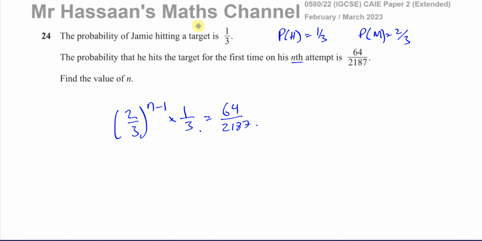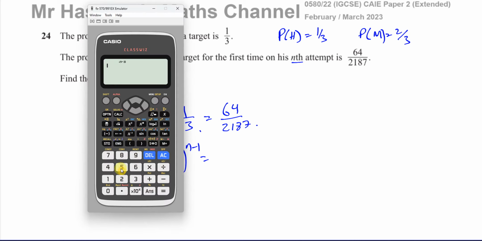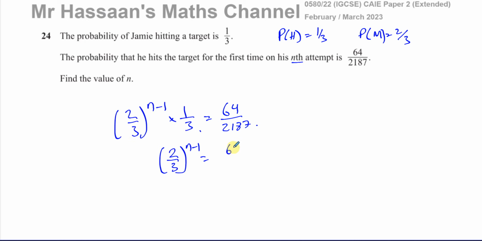This is an exponential equation, in fact, right? So what I'm going to do first, I'll write this as 2/3 to the power of n minus 1. I'll get rid of this third. I'll multiply both sides by 3. So if I take 64 over 2187 and I multiply this by 3, that gives me 64 over 729.